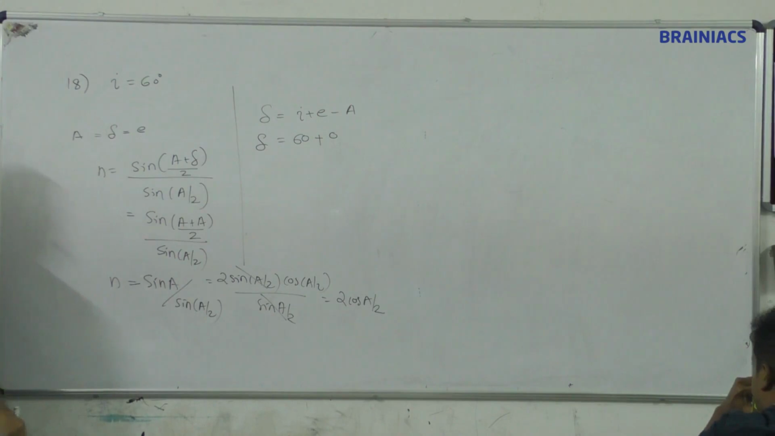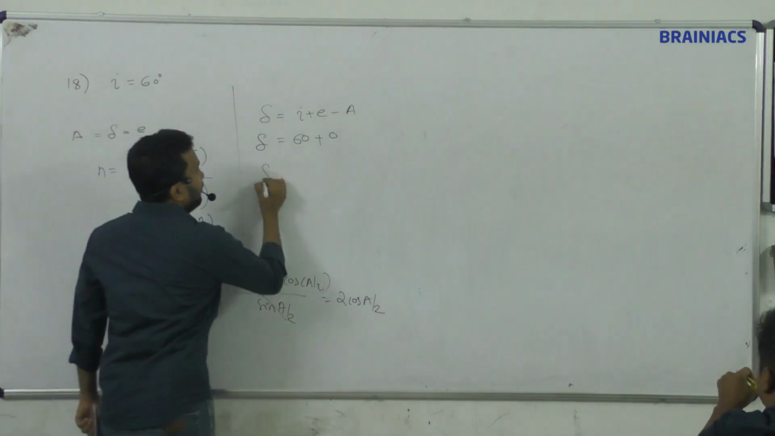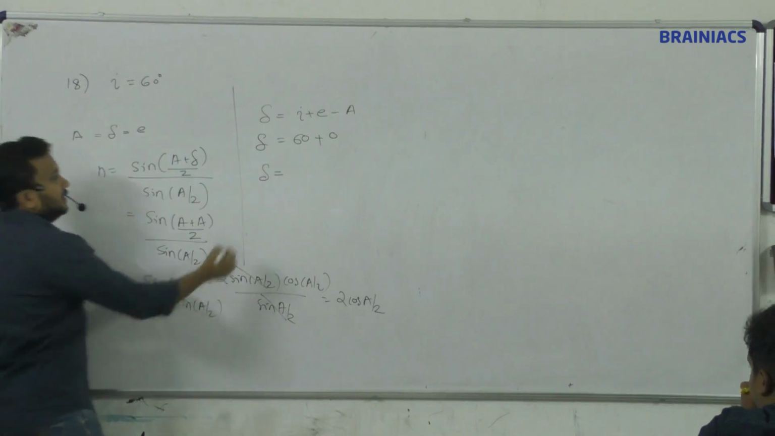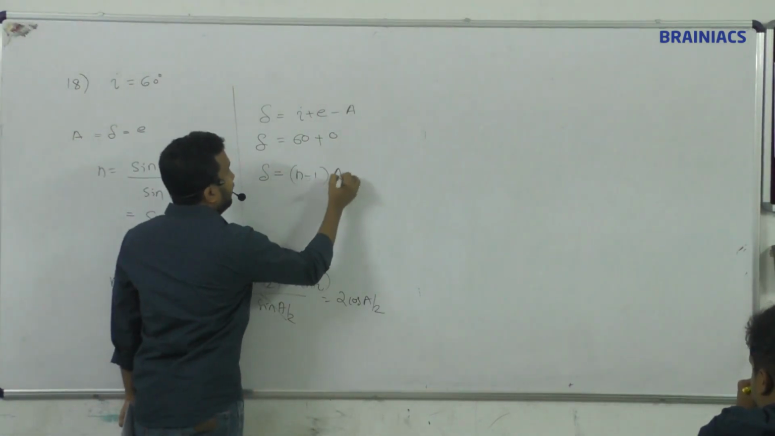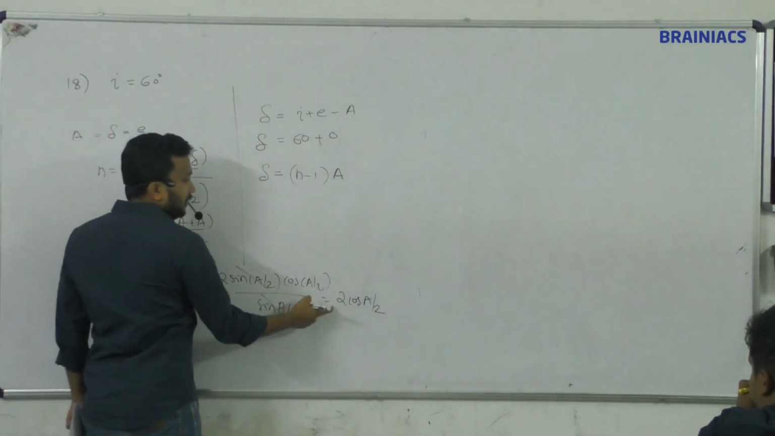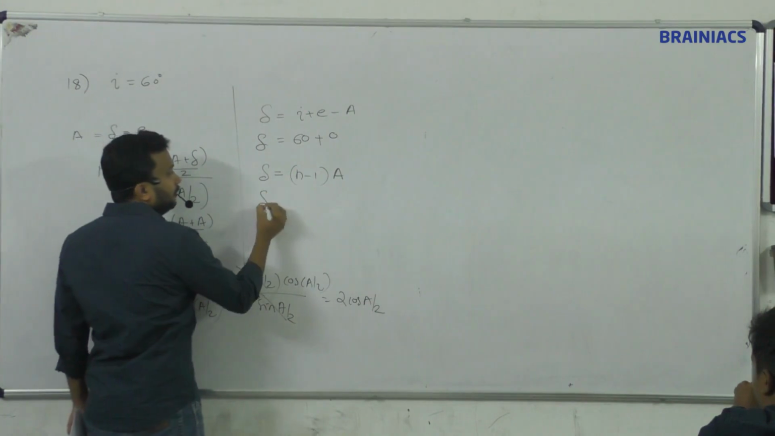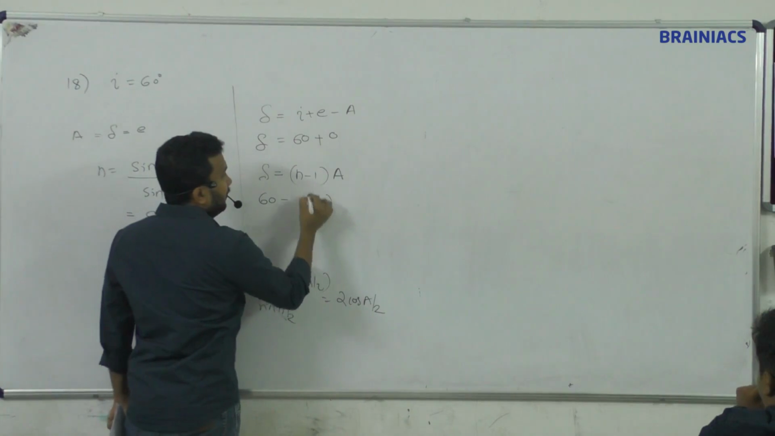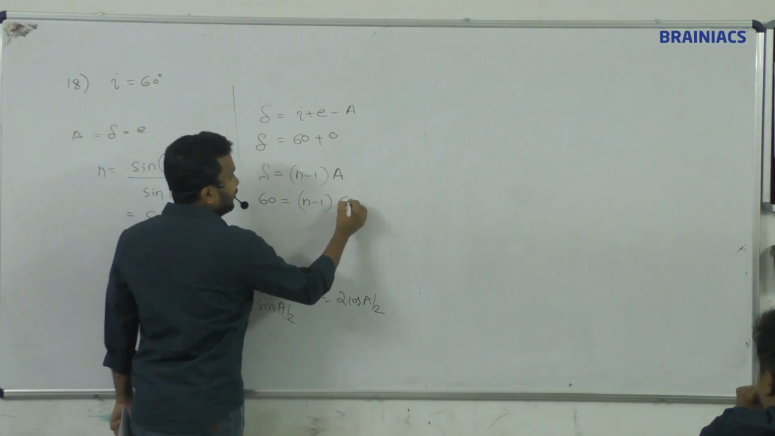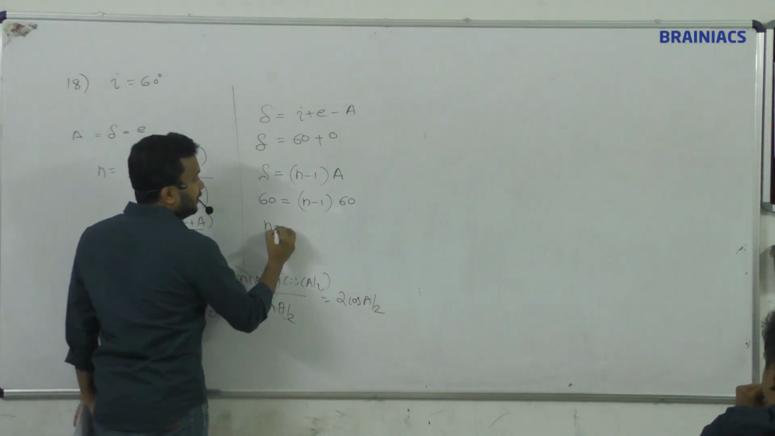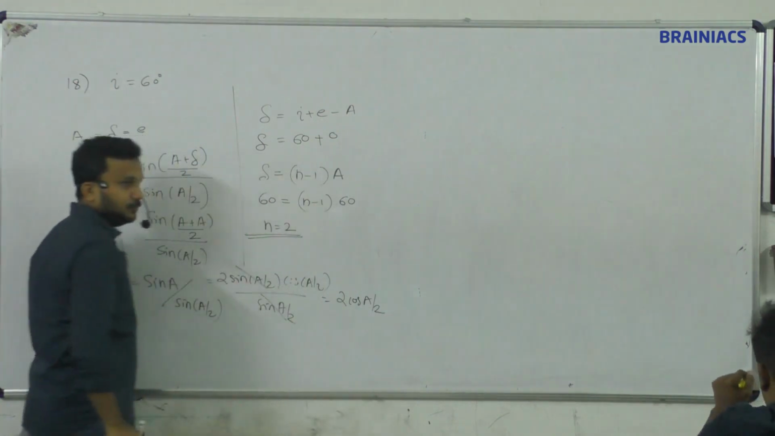Now what can we do? We can substitute here. There is one formula, delta is equal to (n minus 1) into A. But what is A? A equal to 60 degree. We can substitute in this formula also. Both are correct. So delta value 60 degree is equal to (n minus 1) into A, and A is also equal to 60. So 60 by 60 is 1. This 1 goes to the other side. So n is equal to 2. Refractive index is 2.